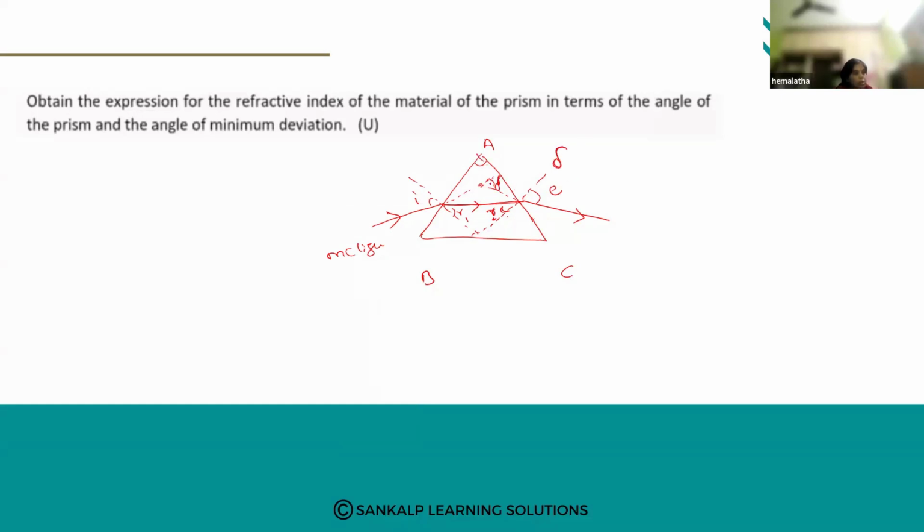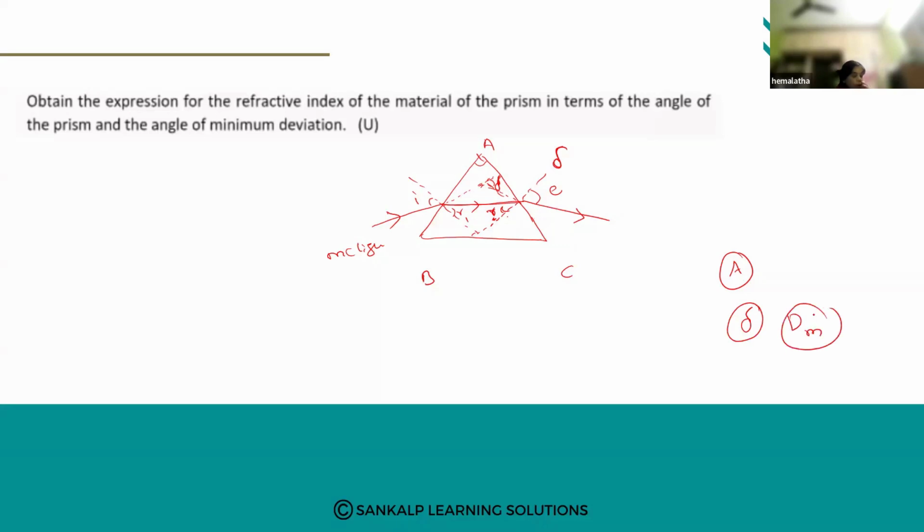You know all this, right? In the last class I told you how to draw it. Now what we have to do is derive. The angle of the prism is capital A, we know that. Next one is the angle of minimum deviation. The angle of deviation is delta, and the angle of minimum deviation is Dm. I will tell you about that after this.